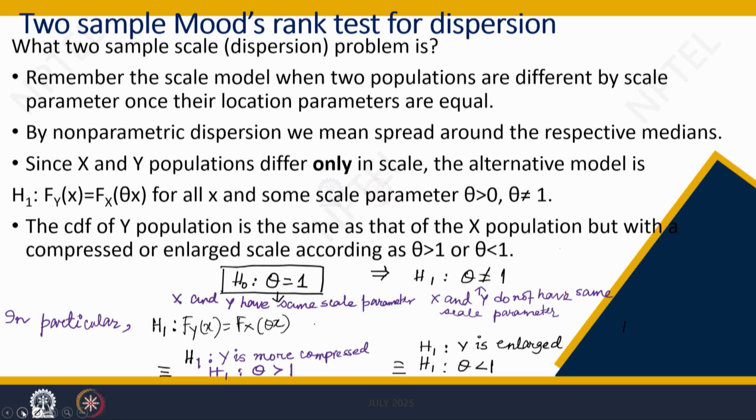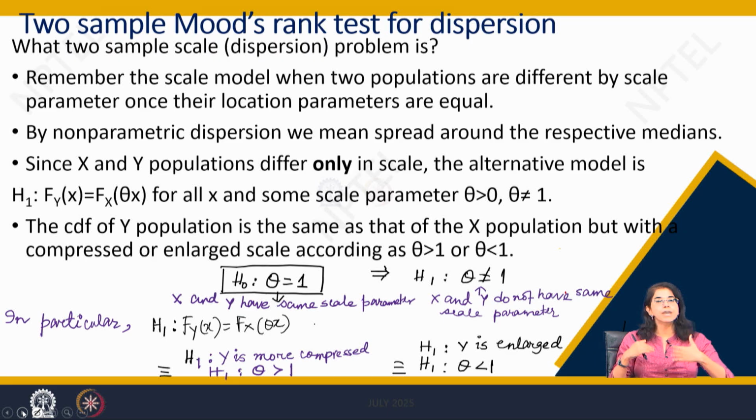Now the next concern will be the two sample scale test. That means two distributions are there. Suppose these two distributions have the same location parameter, but they are different as per their scale parameter. What is a scale parameter? You know the scale parameter means a measure of dispersion. They are different in terms of, say, variance or quartile deviation. So all of the measures of dispersion are concerned here.